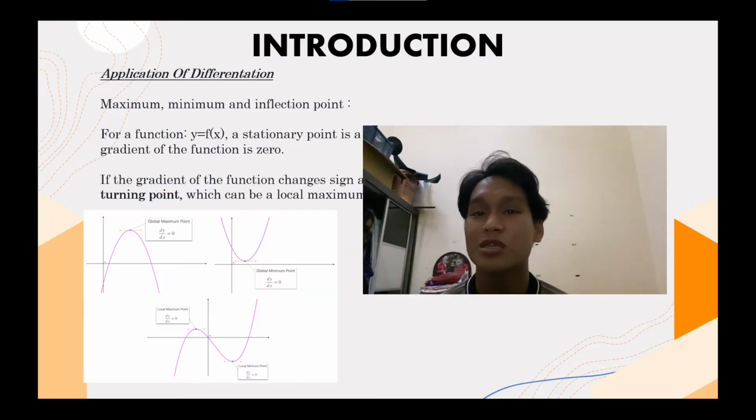So, for a function y equal to f(x), a stationary point is a point on the function graph where the gradient of the function is 0. If the gradient of the function changes sign at the stationary point, then it is called a turning point, which can be a local maximum or local minimum. As you can see in the picture, in the graph, we show the maximum and minimum points of the graph.